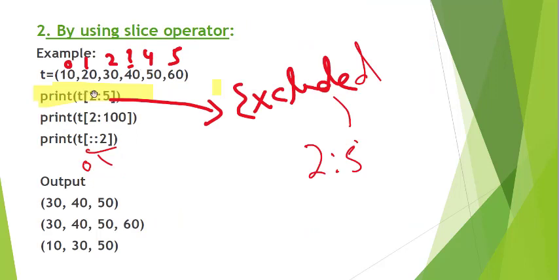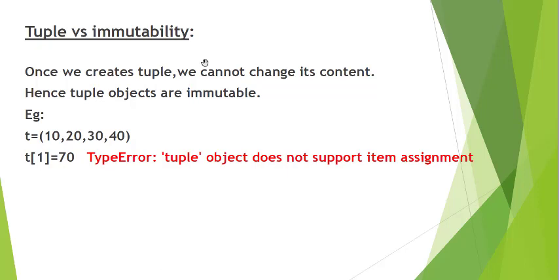You can use a slice operator also, that is 2 colon 5. That is from 2 up to 4, because 5 is excluded. Then there's a slice from 0 up to the end, because there is no start and no end given, but a step is given. So you will jump by 2. It will start from the 10 in this case, then jump to the second location, 30, and jump to 50. So 10, 30, 50 will be the answer.